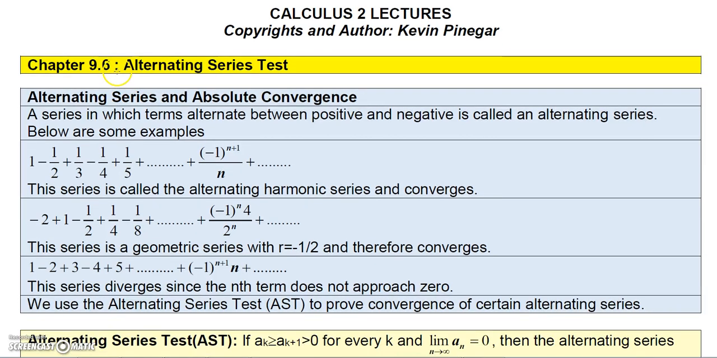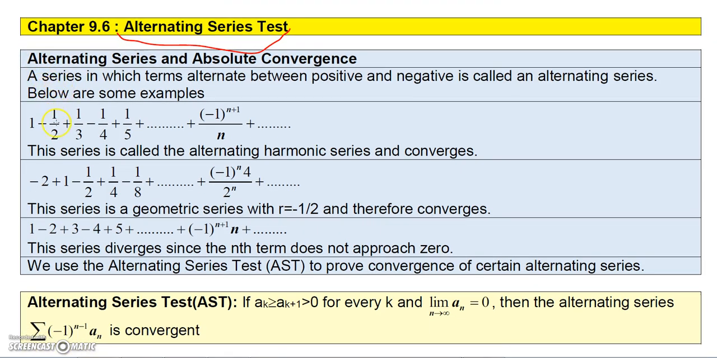Okay, so now we're going to talk about the alternating series test. Let me explain what an alternating series is. An alternating series is just a series that alternates sign. So here we have 1 minus a half plus a third minus a fourth plus a fifth and so forth. Well, the nth term of this series would be (-1)^(n+1) over n.